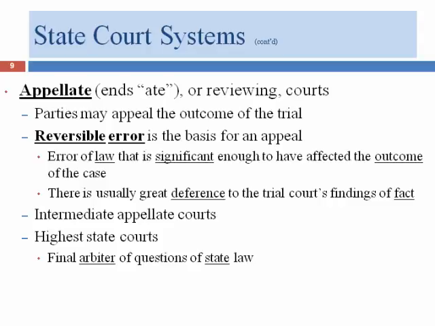The appellate system typically has two levels. We have two levels in Texas, and the federal system has two levels. A few less populous states only have one level, but usually they have two. There's the intermediate appellate courts, which are typically called courts of appeal. That's what they're called in Texas. And then we have our highest state courts. Texas is a little bit unusual in that we have two highest courts. Our highest court for civil matters is the Texas Supreme Court. Our highest court for criminal matters is the Texas Court of Criminal Appeals.